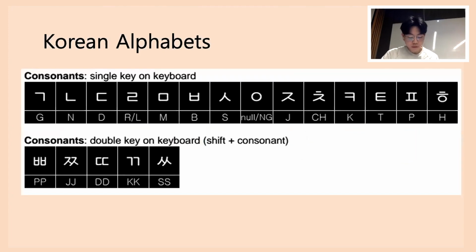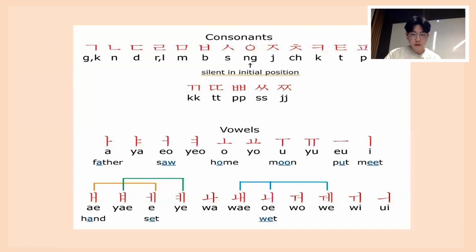Now we have 21 vowels and 19 consonants. Out of 19 consonants, there are 5 double consonants. They are the 5 double letters. So these are basically the stronger sounds. I'll go over it. Yeah, right here.